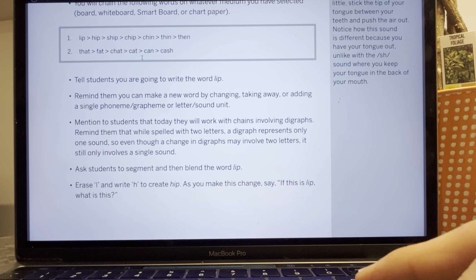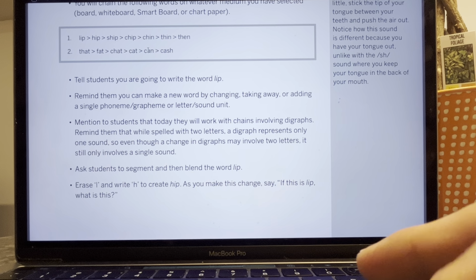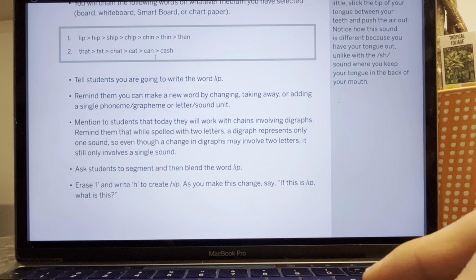Then we have chat. And then right here, what if we take that last ending sound, the t in cat, and we switch it for the n? We have can now. Another one: what if we take that last sound in can, we take out that sound, and then we put sh, then we have cash.